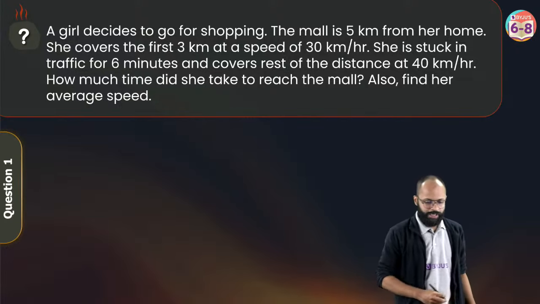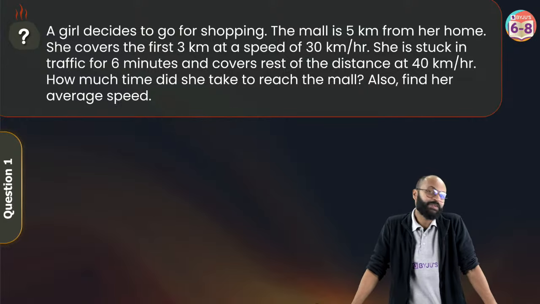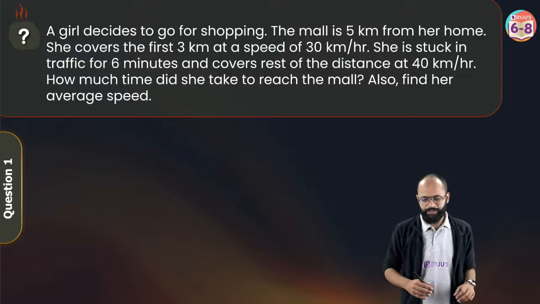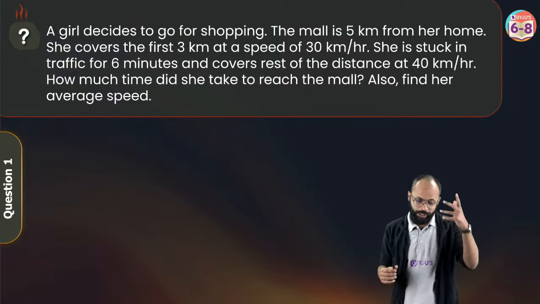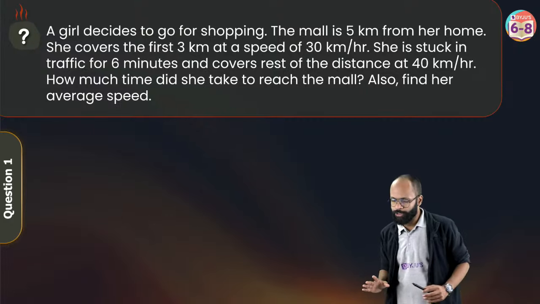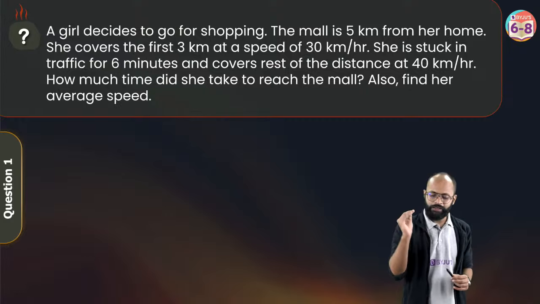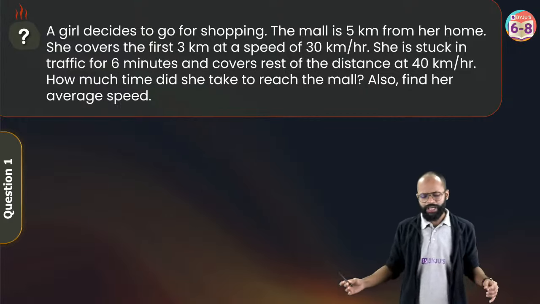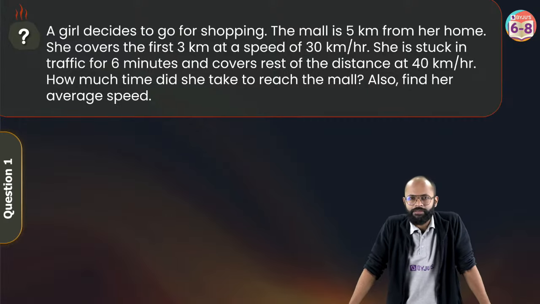The first question says, a girl decides to go for shopping. Yes, shopping, we like it too, right? A girl decides to go for shopping. The mall is 5 kilometers from her home. She covers the first 3 kilometers at a speed of 30 kilometers per hour. She is stuck in traffic for 6 minutes and covers the rest of the distance at 40 kilometers per hour. How much time did she take to reach the mall? Also find her average speed.